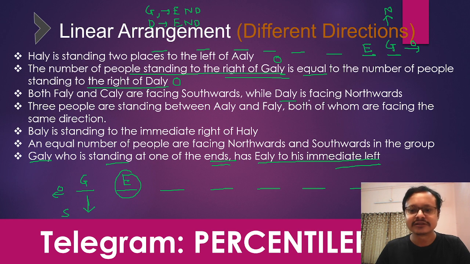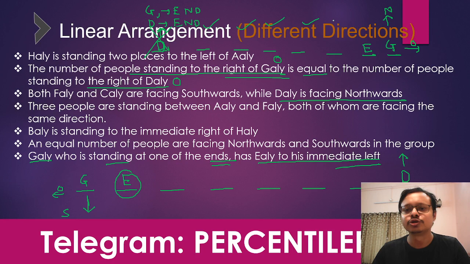Also what is mentioned is Galley is facing northwards. So what are the possibilities? In the first case, we have Galley here facing northwards. In the second case, we have Galley here facing northwards. However, this arrangement is incorrect. Why? Because if Galley is facing northwards and if Galley is in this position, then Galley ends up having 6-7 people to his right. Whereas the number of people to the right of Galley should be 0.